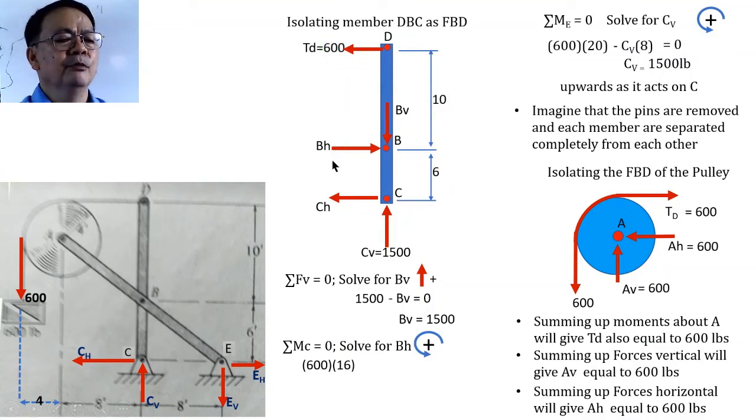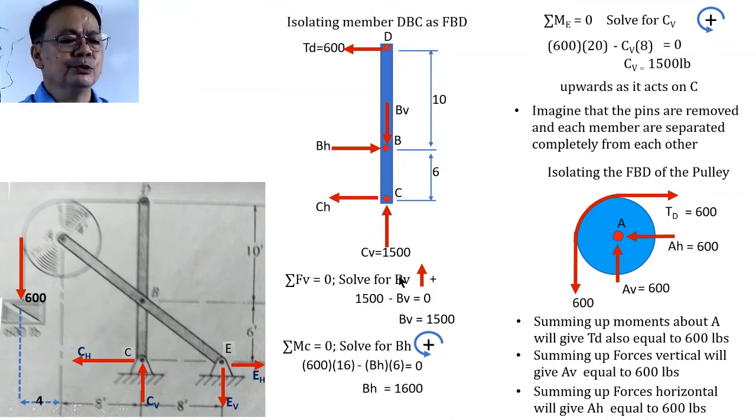Therefore, the moment will be 600 multiplied by 16. Whereas the moment due to B sub H will have a moment arm of 6, and it will be producing a clockwise moment about C. Therefore, it will be negative, and the value is B sub H multiplied by 6, the sum of which must be equal to 0. So from here, we can solve for B sub H equal to 1,600, and it will be acting horizontally as it acts upon this member DBC.